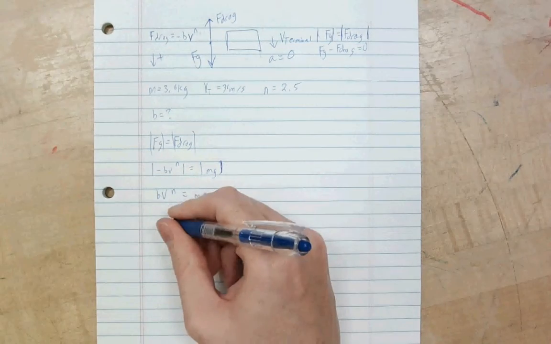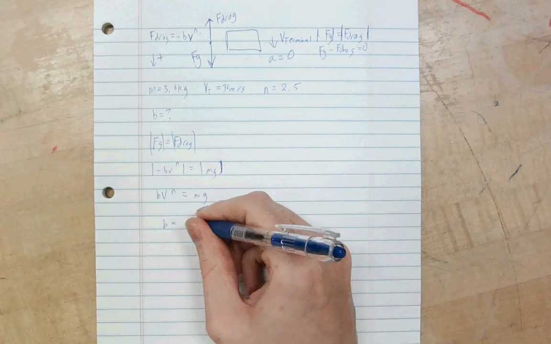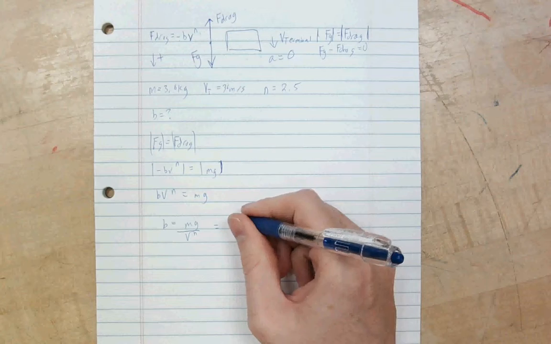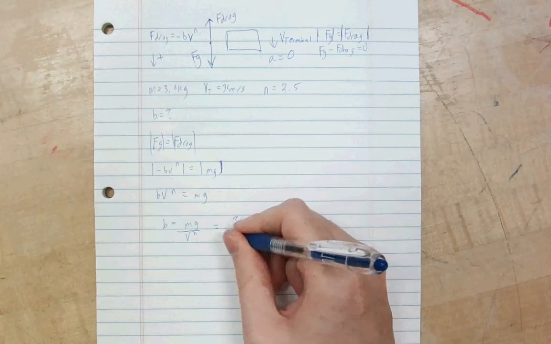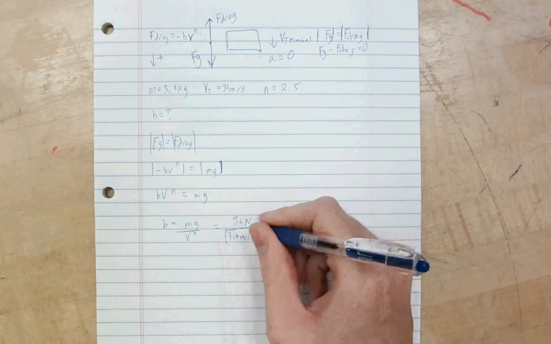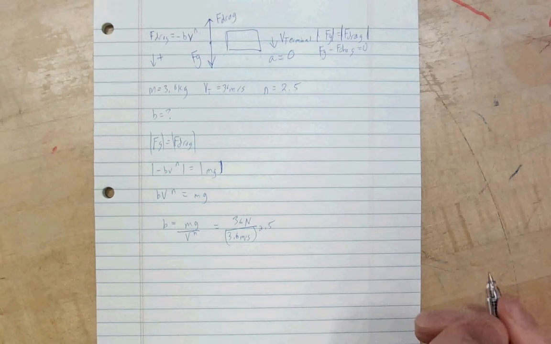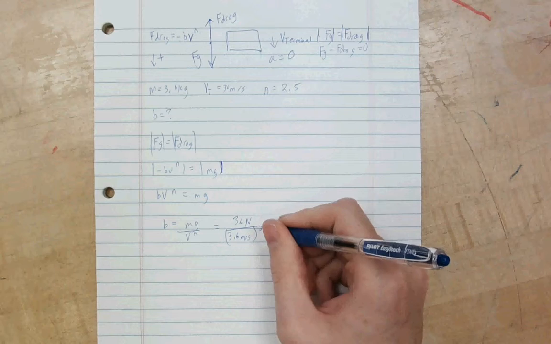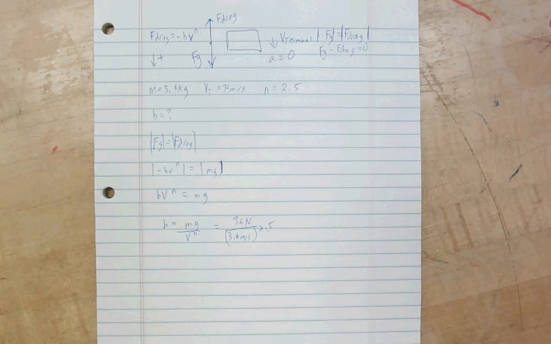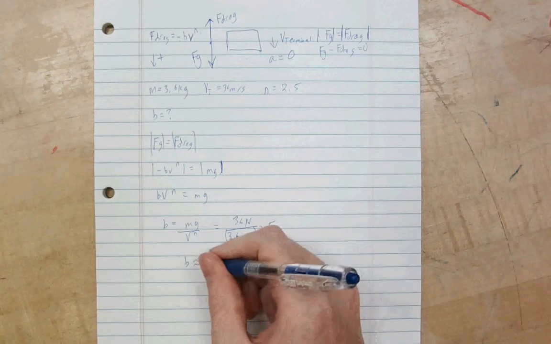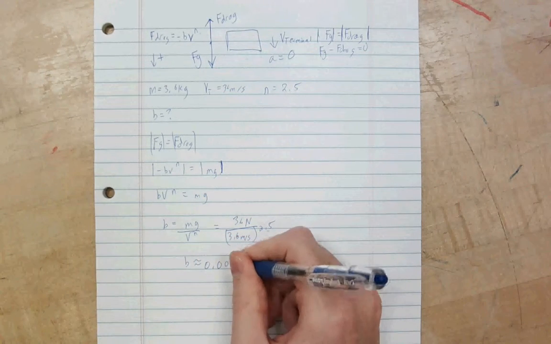And I want to know b, so b equals mg over v to the n, which is 36 newtons over 3.6 meters per second, or sorry, to the 2.5. And then if we work that out, we get that b is about 0.0046.